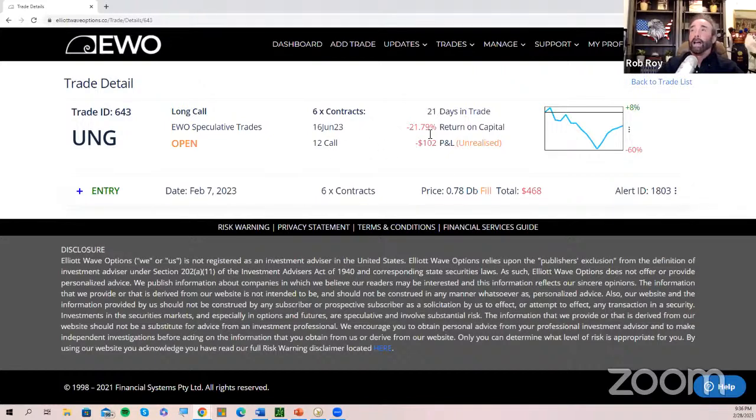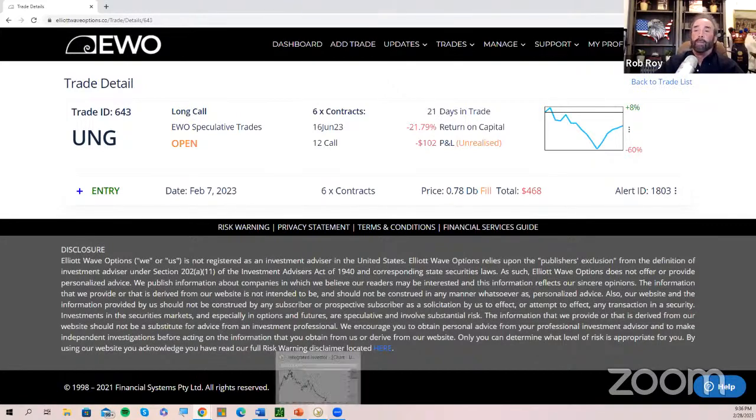And you take a look at it and we're down 21%. How is that possible? How can the stock or the market or the security be higher than where it was when you bought an option that makes money as the market goes to the upside? And not only are you not making money, we're underwater in this position right now. And that's really frustrating.